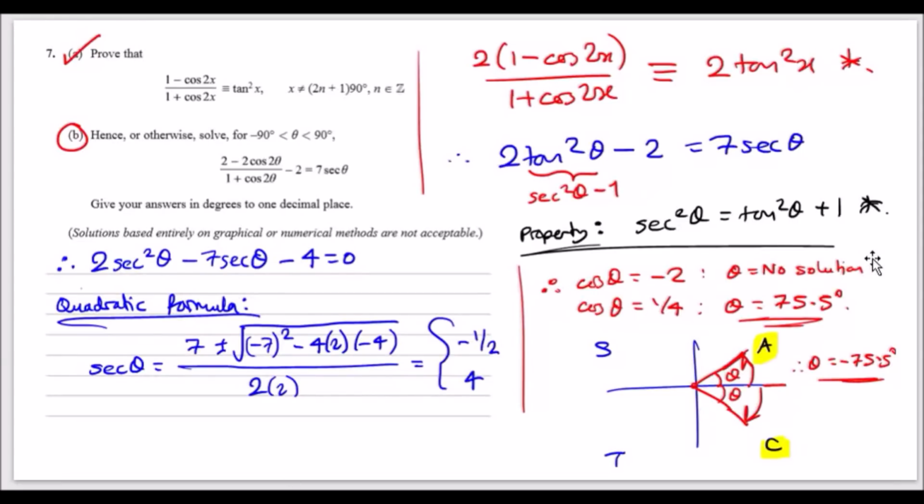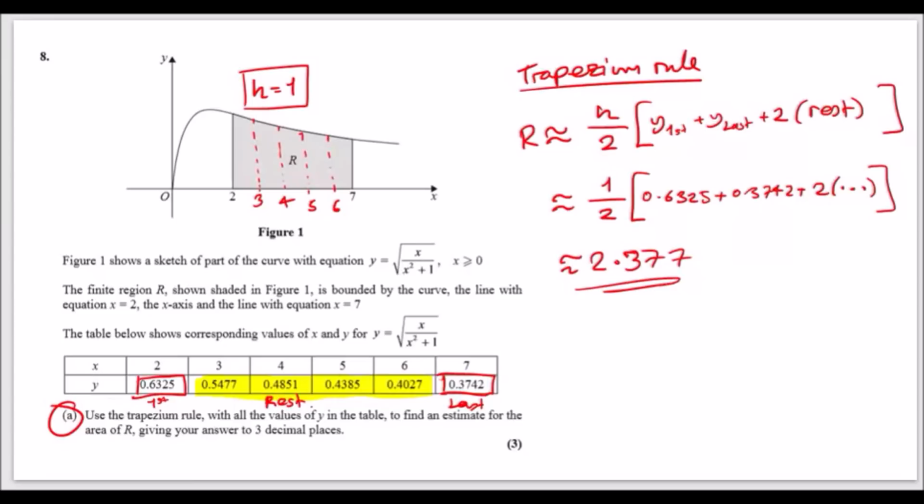So yeah, that's literally all we do. Now I think we're halfway. Let's move on to number 8. Okay, so 8. All right, let's do this thing. So, trapezium rule. Figure 1 shows a sketch of a part of a curve.